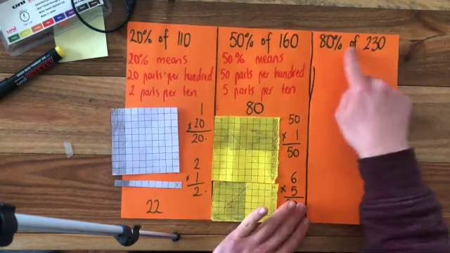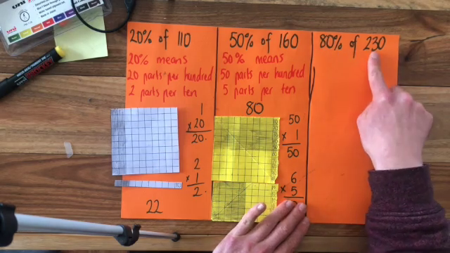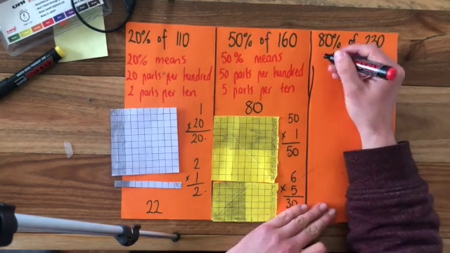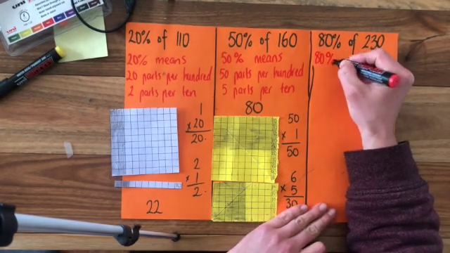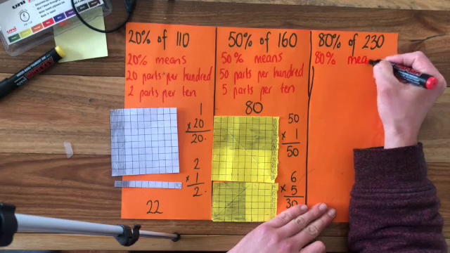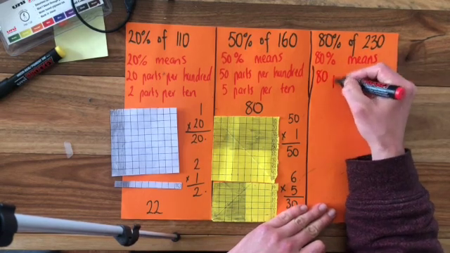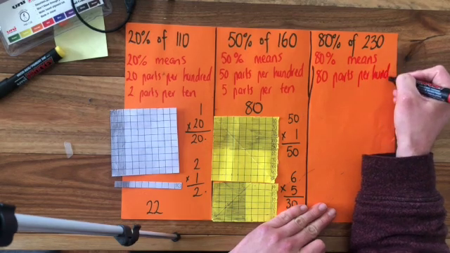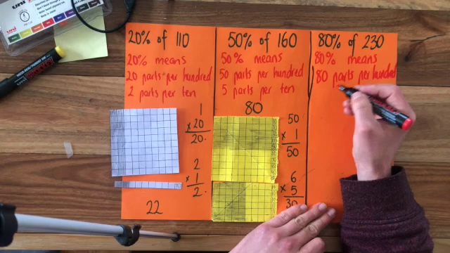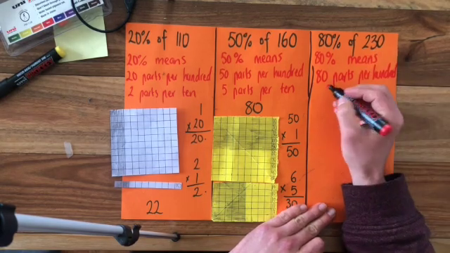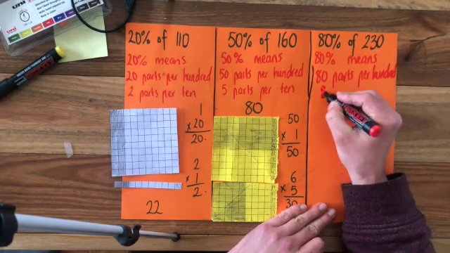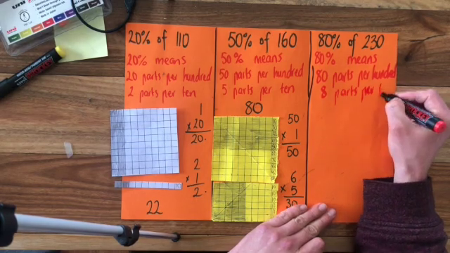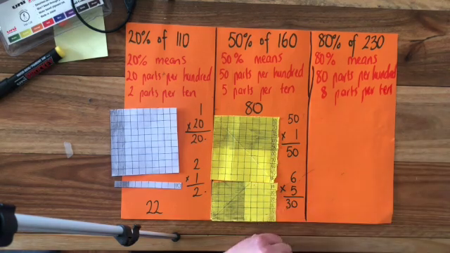Now, my final example, 80% of 230. All right, so we need to figure this out. 80% means 80 parts per 100. It also means, and I've got tens, so I need to know what it means for tens. So 8 parts per 10.